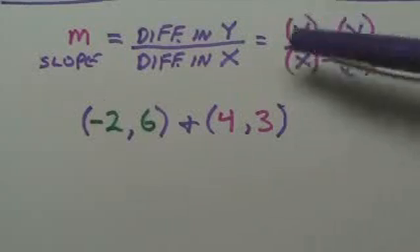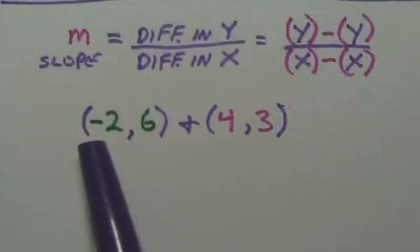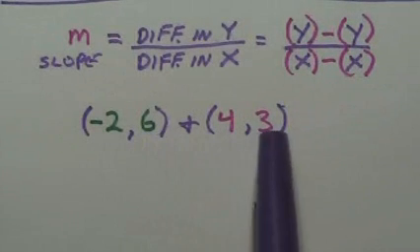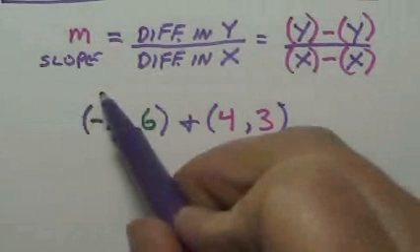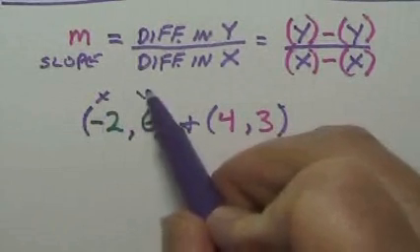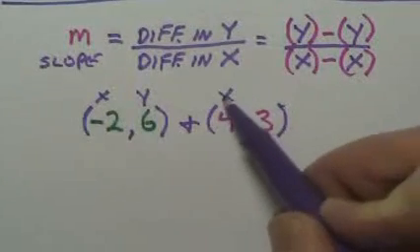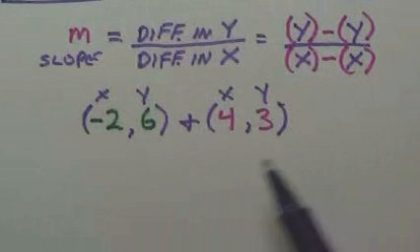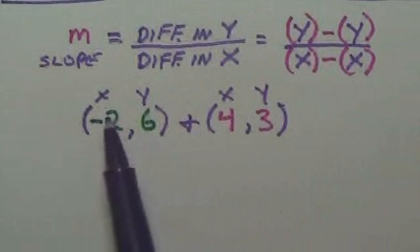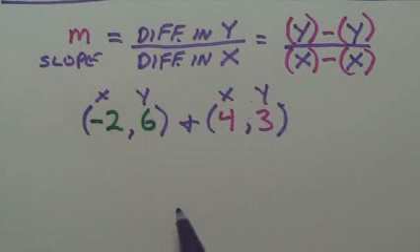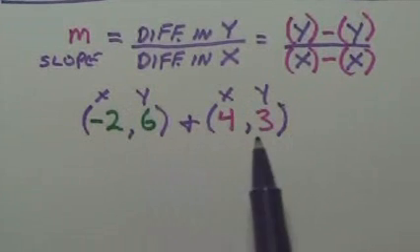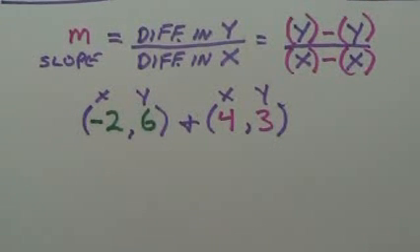Let's go ahead and take our first example. We have 2 points, negative 2, 6, and 4, 3. I'm just going to label it real quick. This is an x, and this is a y. Sometimes you'll see in textbooks where they label it like x1, y1, x2, y2. It's not necessary. You can do that, but we won't do it today.